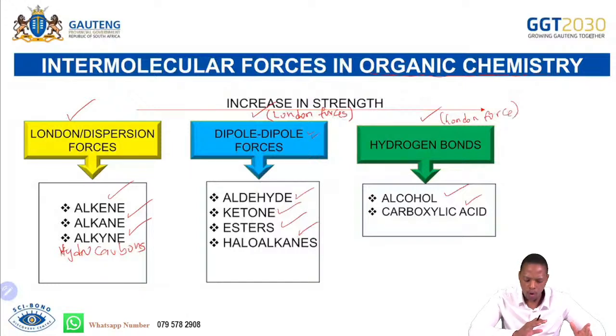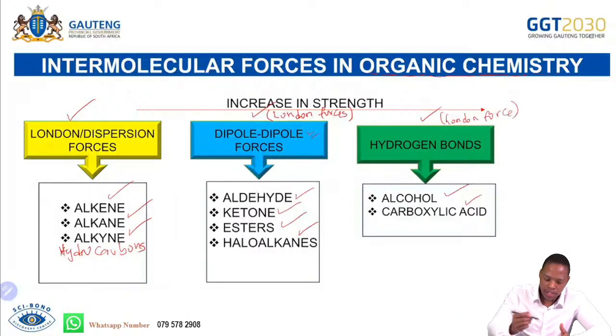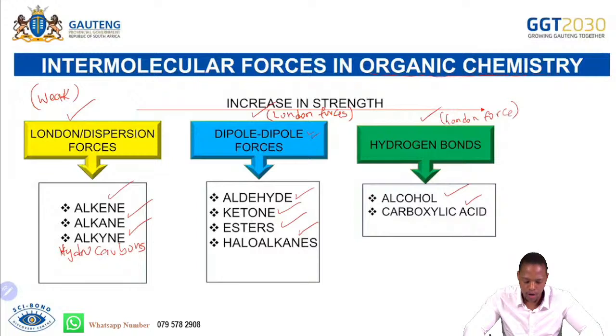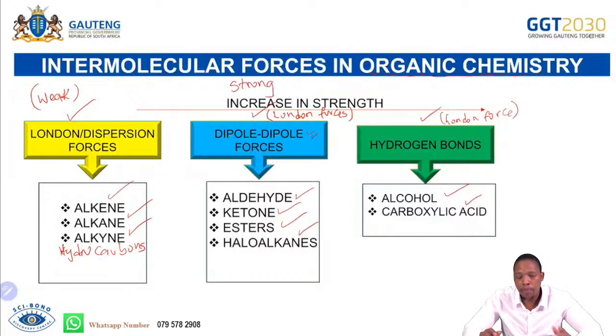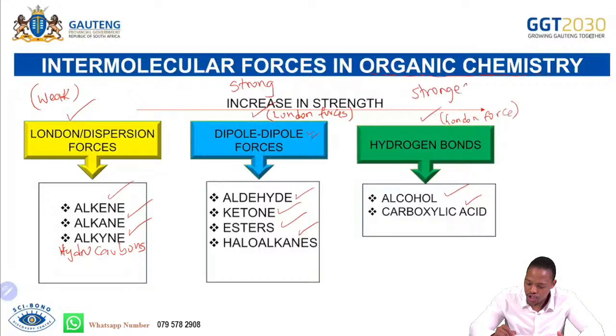So as we talk of the strength here, the strength increases as we go in this direction. So what are we saying? When it comes to intermolecular forces, we will have the weakest here, very weak. The London forces are the weakest intermolecular forces that you can find in organic chemistry. Followed by the dipole-dipole forces, which are just moderately strong. And then you will have the hydrogen bonds. These ones are the strongest. The strongest are the hydrogen bonds.